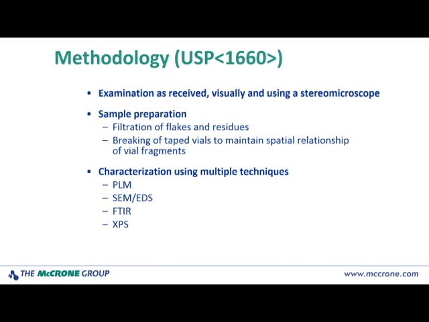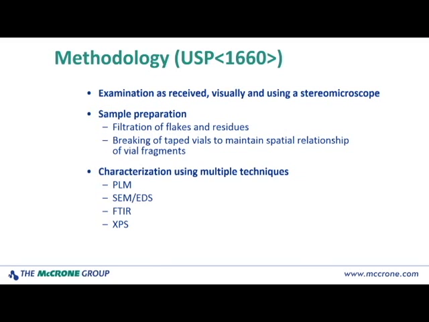Sample preparation then, in order to analyze the materials, is filtration to isolate flakes and residues from the liquid sample, and also looking at the glass containers themselves. And this involves breaking of taped vials to maintain the spatial relationship of the vial fragments. This is done because particular areas of the vial, like the curved neck or the base of the vial, see more stresses during manufacturing and may be more susceptible to delamination. So it's important to maintain the spatial relationship of the fragments when you break the vial to look at the interior pieces using light microscopy or scanning electron microscopy.